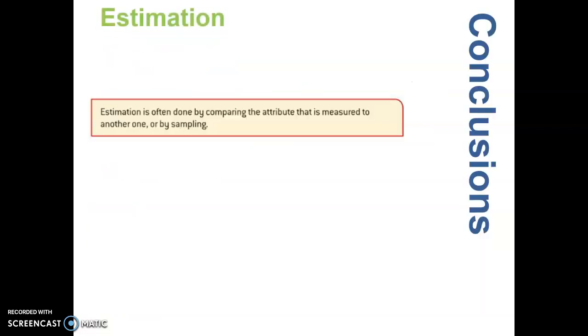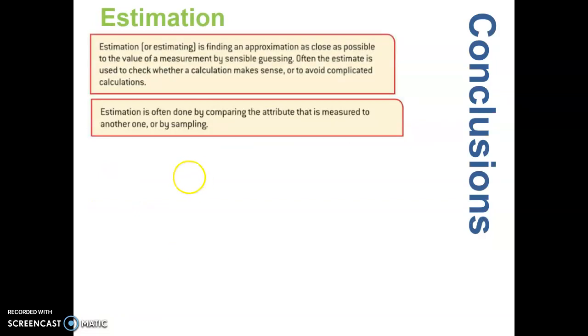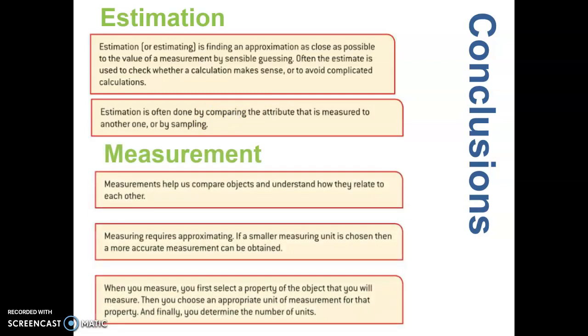Okay, so some key conclusions about estimation, first of all. Estimation is finding an approximation as close as possible to the value of a measurement by sensible guessing. Often the estimate is used to check whether a calculation makes sense or to avoid complicated calculations. Okay, and also about estimation, it's often done by comparing the attribute that is measured to another one or by sampling.